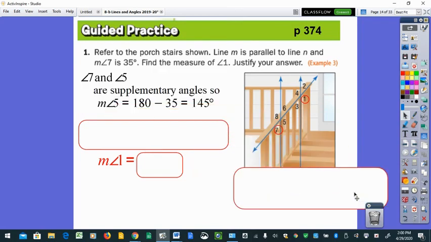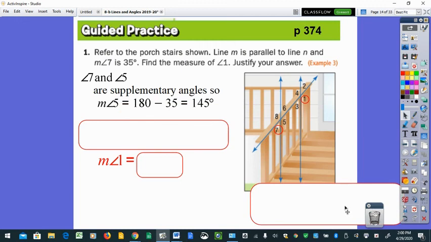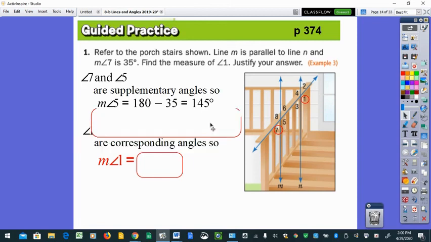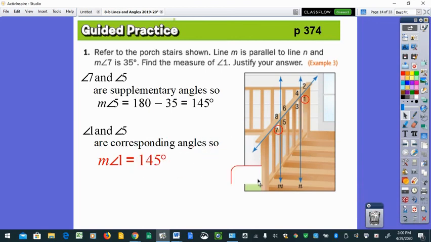Okay, so the measure of angle 7 and the angle 5 are supplementary. So the measure of angle 5 should be 145. Now, the measure of angle 5 and the measure of angle 1 will be the same because they're corresponding. So that's 145 degrees. There are multiple ways to get there. This is one pathway, but you had to go through another angle to get to that 145 degrees.